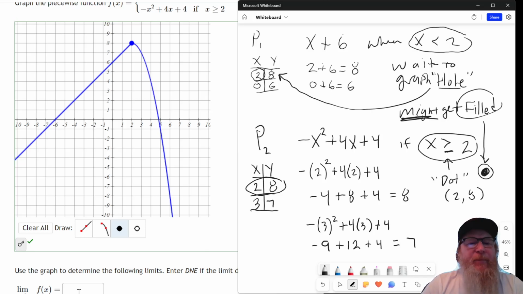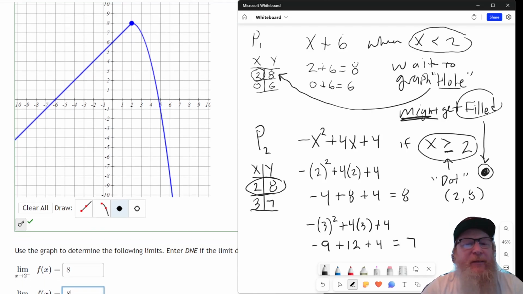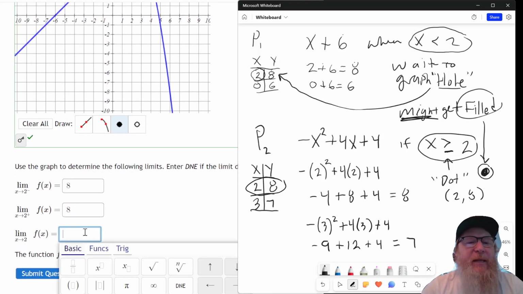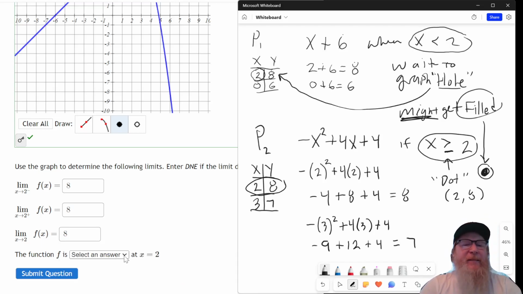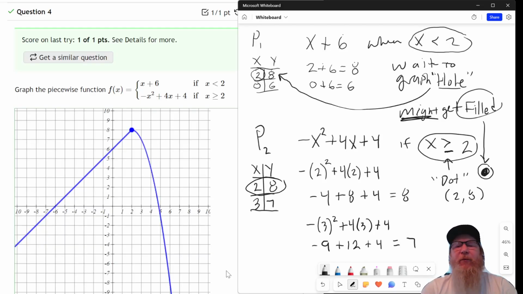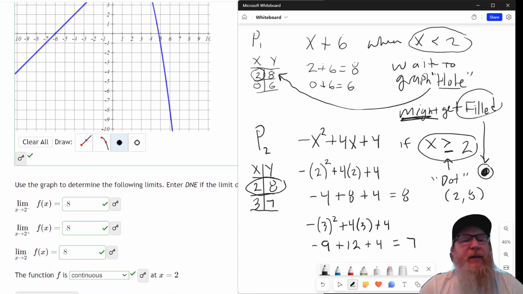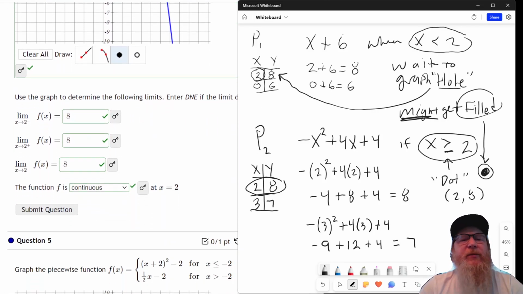So the limit as we approach 2 from the left looks like 8 as you approach it from the left. As we approach 2 from the right, it's also 8, which means the limit exists because these limits are equal to each other. So those are both 8, and that's the definition of continuity. So it is continuous at the point, and I get full credit, which is always nice. Let me scroll down and make sure you can see all the answers.